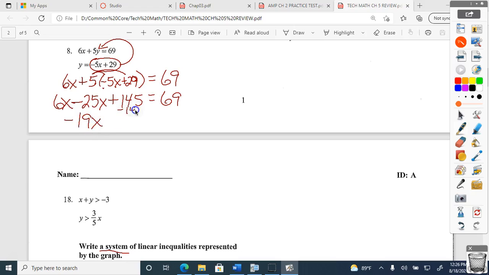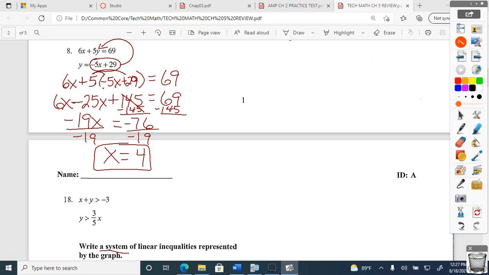I'm going to subtract 145 over, right? Get it on the other side. That cancels. And 69 minus 145 is negative 76. Divide by negative 19. You get positive 4. Two negatives make a positive. Negative 76 divided by negative 19 is 4.